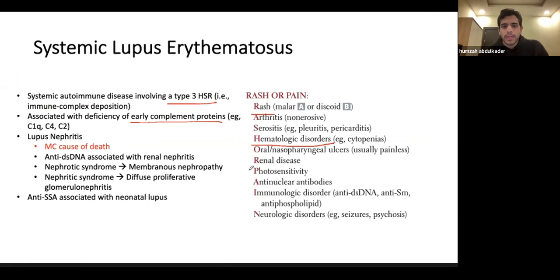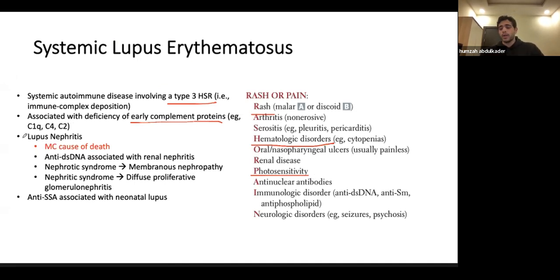Also, what they like to do is they like to use the ones that you're kind of not focused on. So everyone thinks of SLE, rash, arthritis, right? But nobody really remembers serositis. Nobody really remembers oral ulcers, right? So they'll put the ones that you don't really remember. Rash and arthritis are kind of obvious, but the ones that you forget, those are the ones you want to focus on. Those are the ones they like to put in questions.